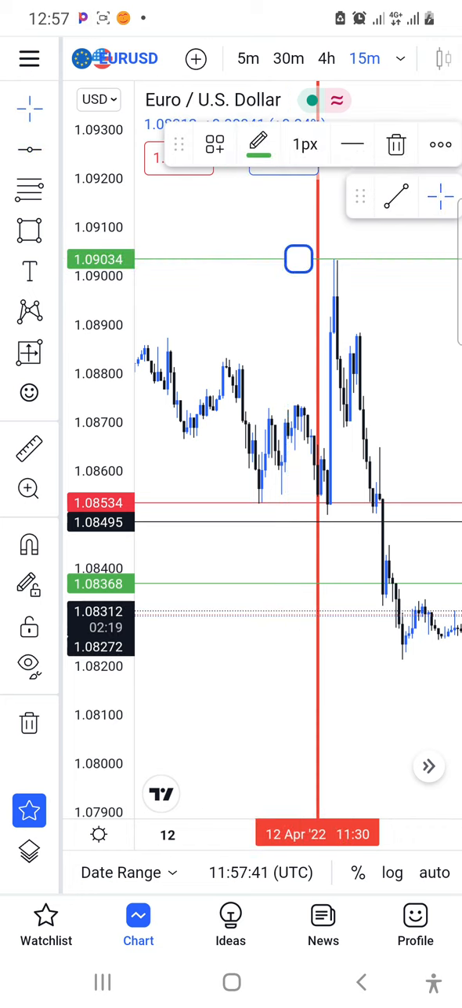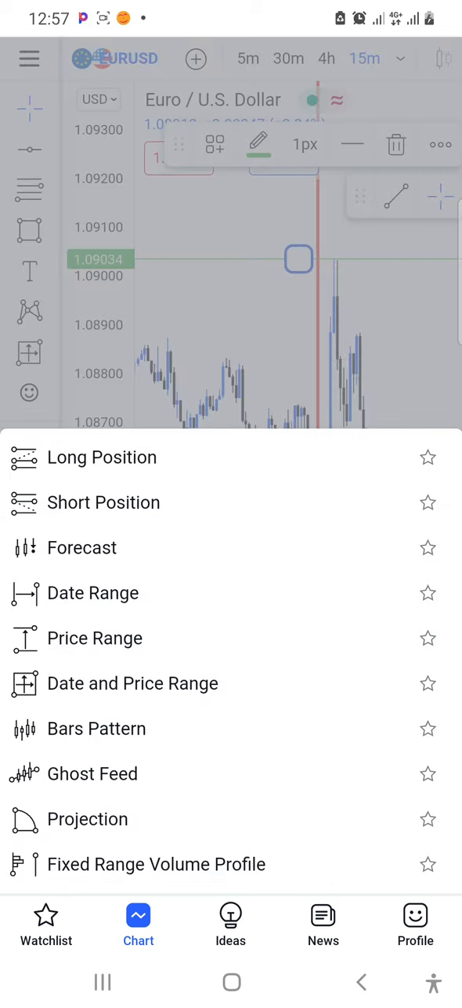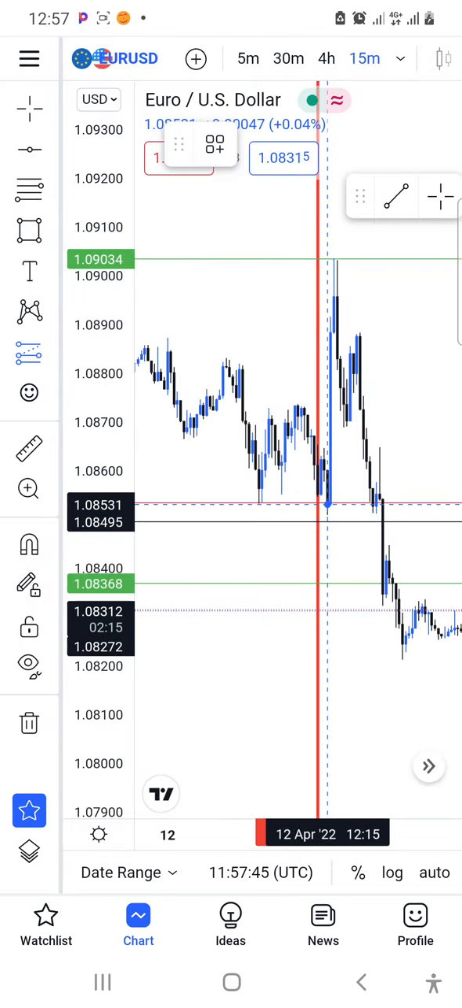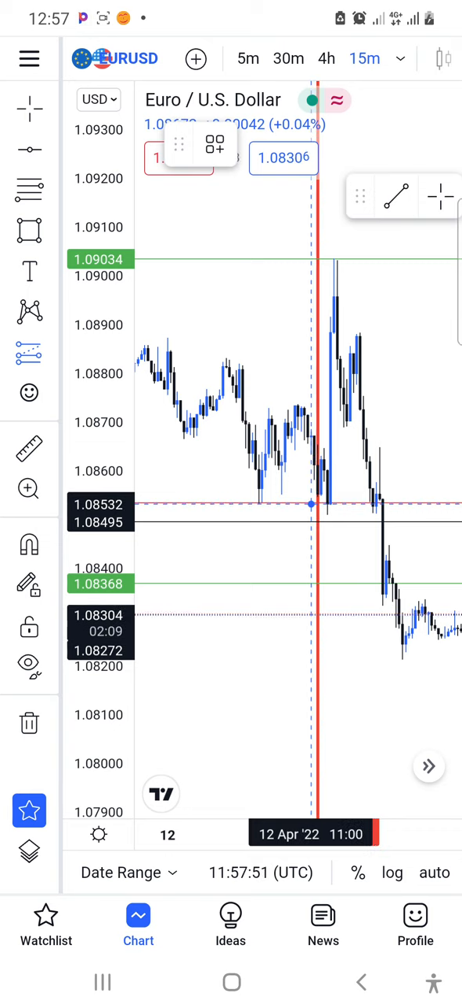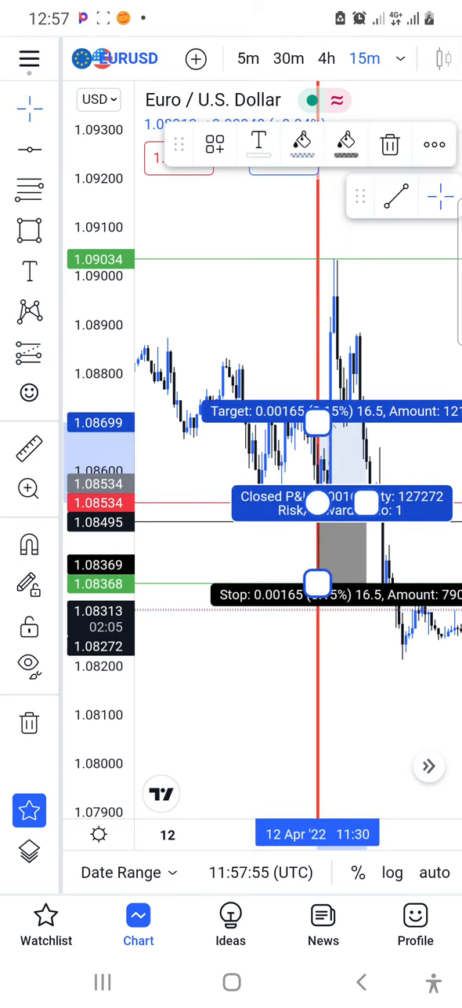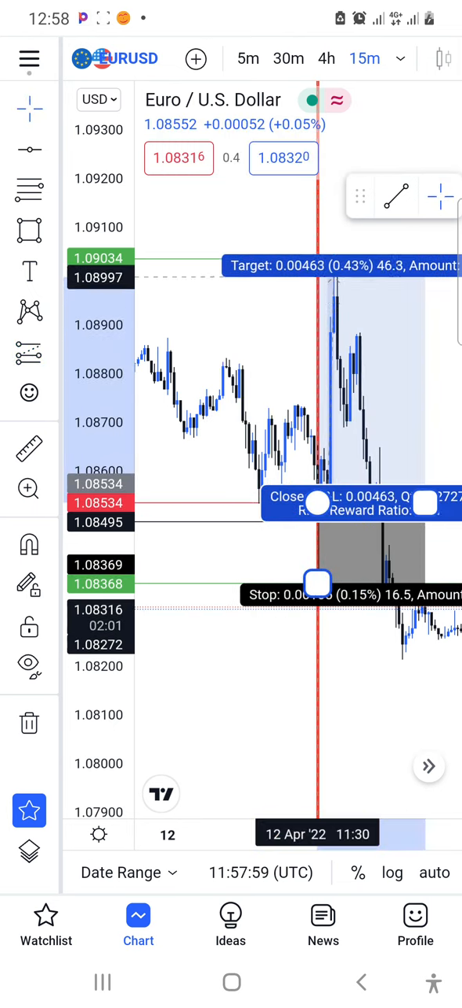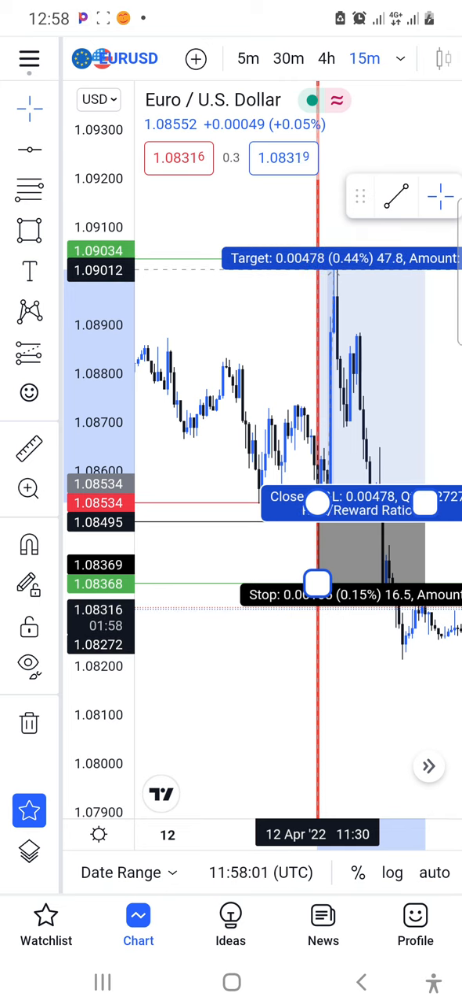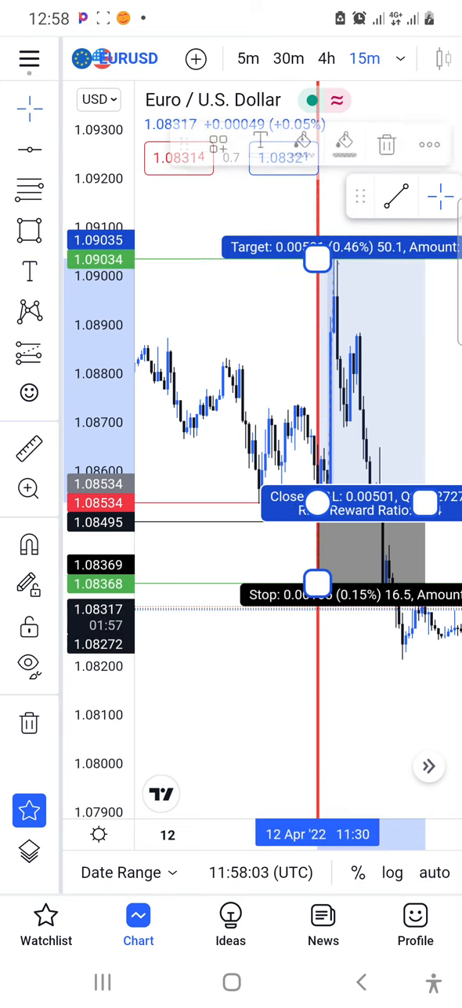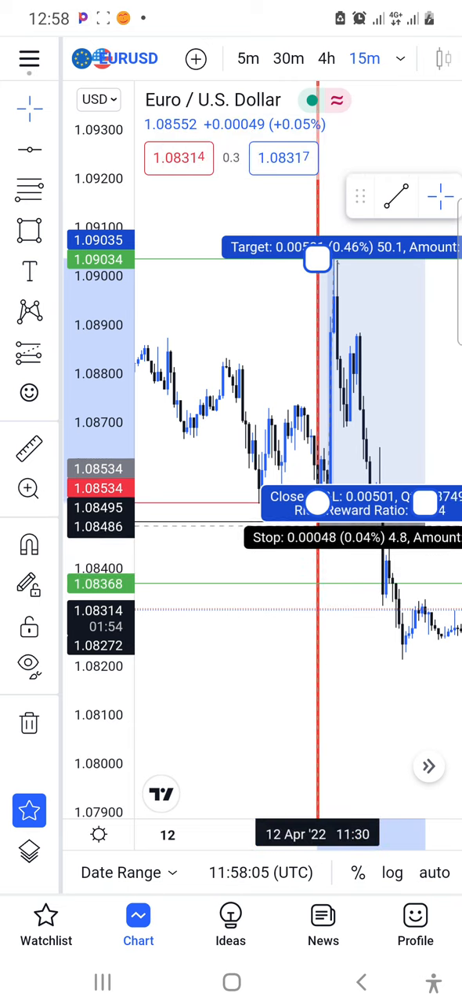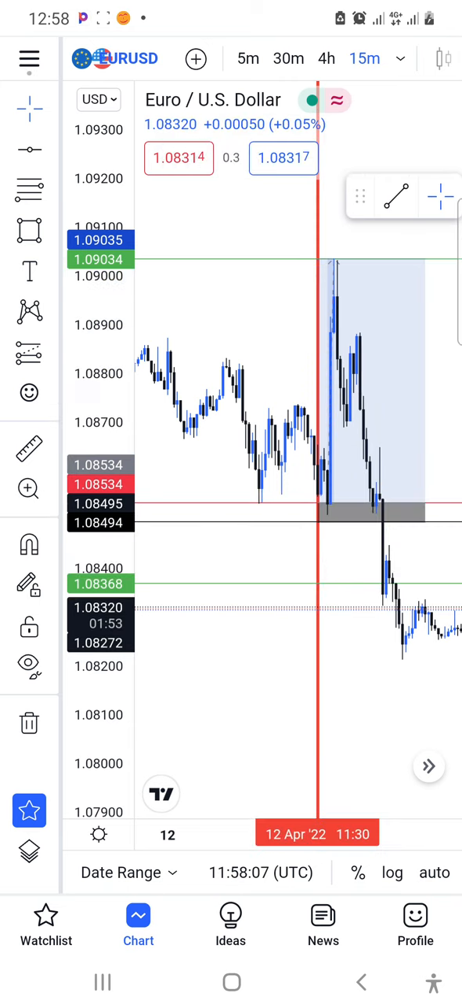So we just take a long position. You can also calculate it through this place. MetaTrader doesn't have this feature. It is where you trade, but it doesn't have this feature. So you just see, then the stop loss, yeah, you get it now.